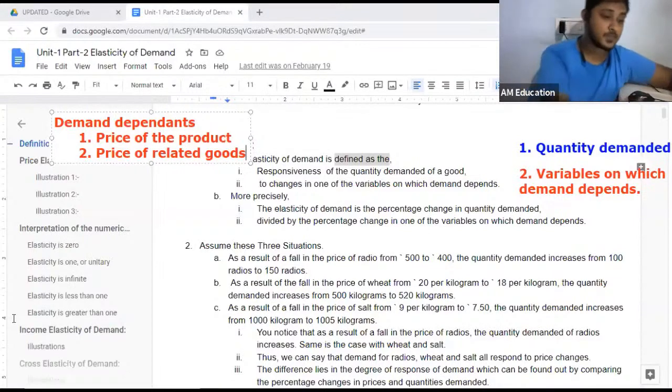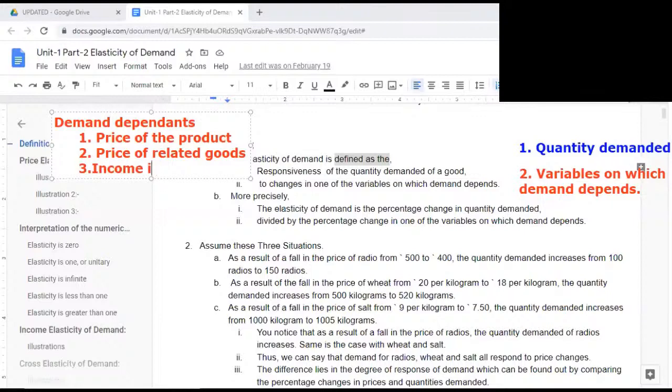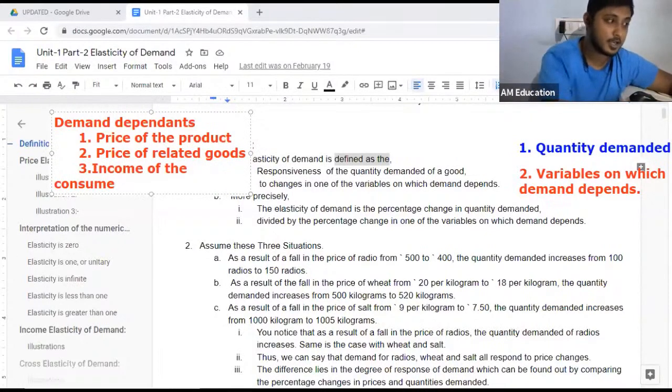The same way, there is something called the next one. What is the next one, guys? Income of the consumer. Lovely. Income of the consumer. Who has to buy these goods? Consumers only, right?